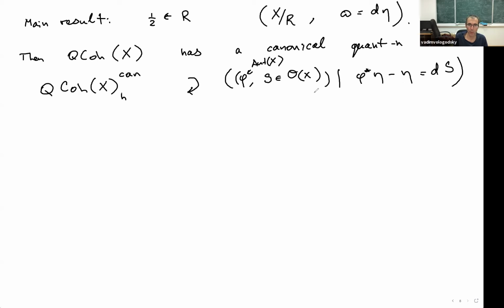And on this group, you can easily construct a group structure. You want to compose automorphisms and figure out what you need to do with these functions to make this condition satisfied. So that's a group, and it acts here by autoequivalences. That's the main statement. And in the remaining few minutes, I want to tell you what the idea of the proof is.